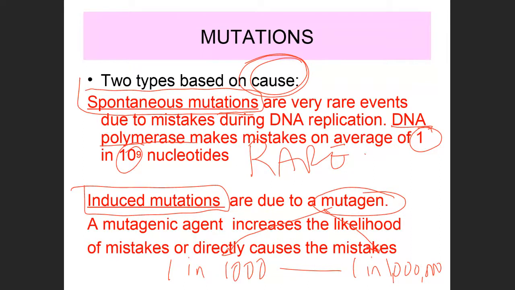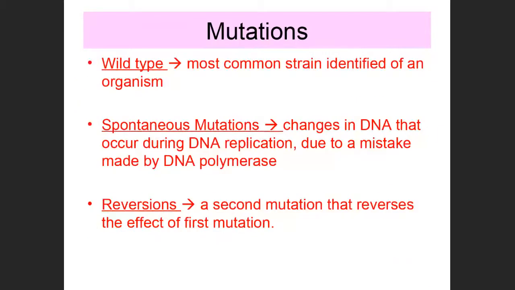Okay, so we're going to look at spontaneous mutations first. A spontaneous mutation is going to change the DNA. And how do we know it has changed? What are we comparing it to? In the case of bacteria, we compare it to wild type. A wild type means this is the most common strain of an organism that has been identified.